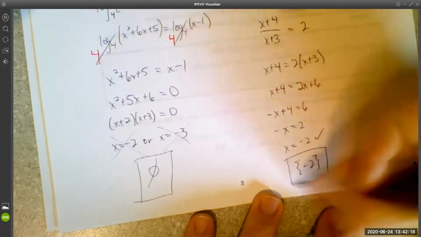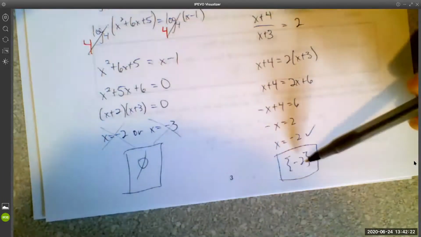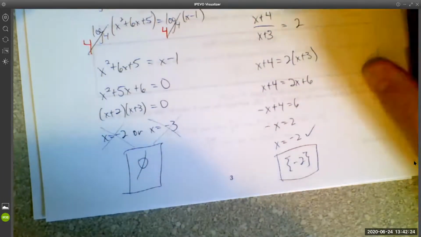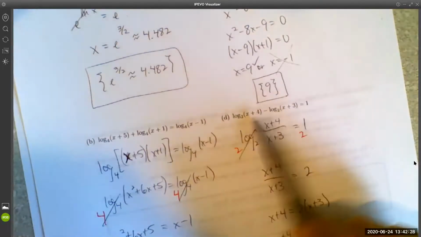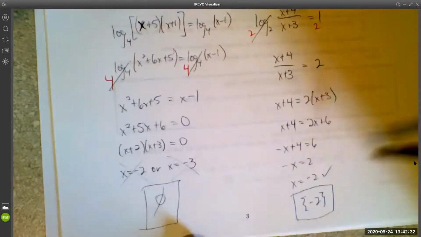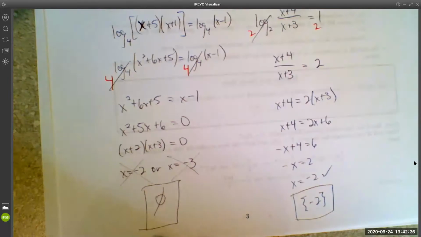So as you can see, it's not that the solution isn't allowed to be negative. The solution could be negative. It's just that when you plug the solution in, it can't force any of your arguments to be negative, right? That's the trick. But -2 is fine. It's a perfectly good solution.